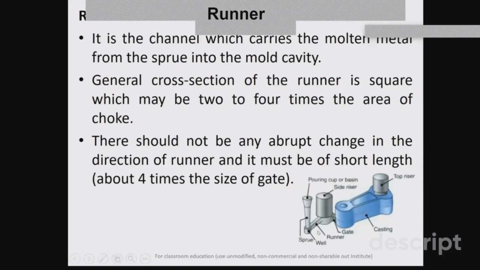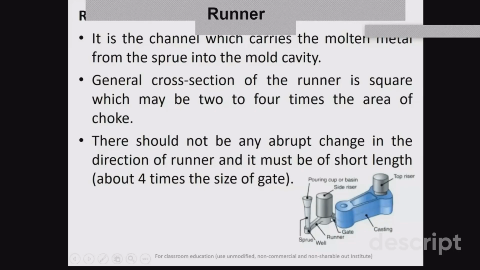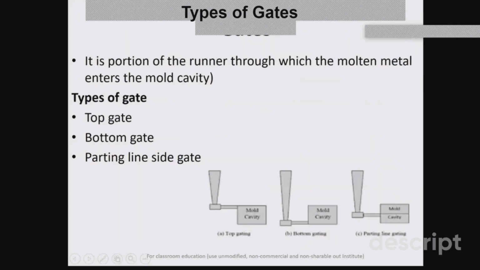It should not be more, and it should be about 4 times the size of the gate. So the gate is the last component of this gating system, and it is an opening into the mold cavity through which molten metal enters the mold cavity. We will discuss in the next slide what a gate is. So the gate is the portion of the runner through which the molten metal enters the mold cavity.